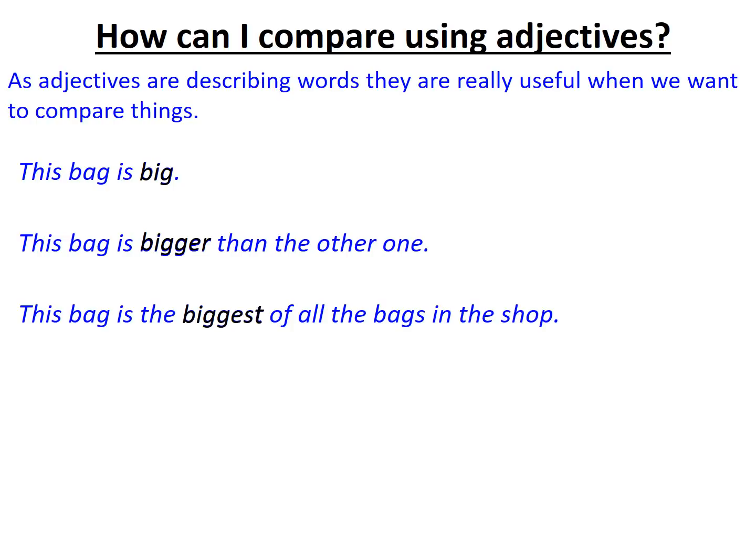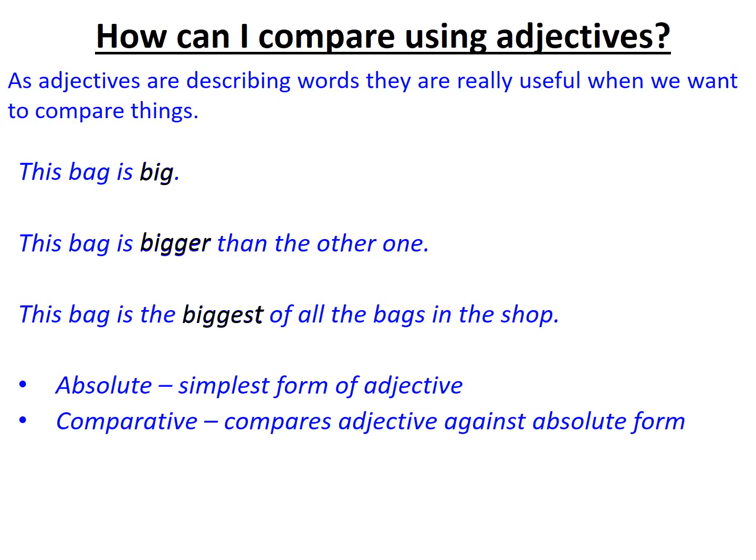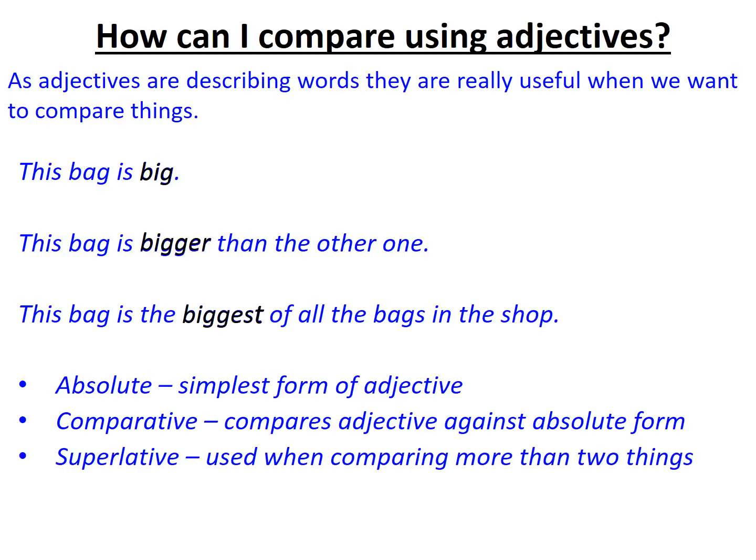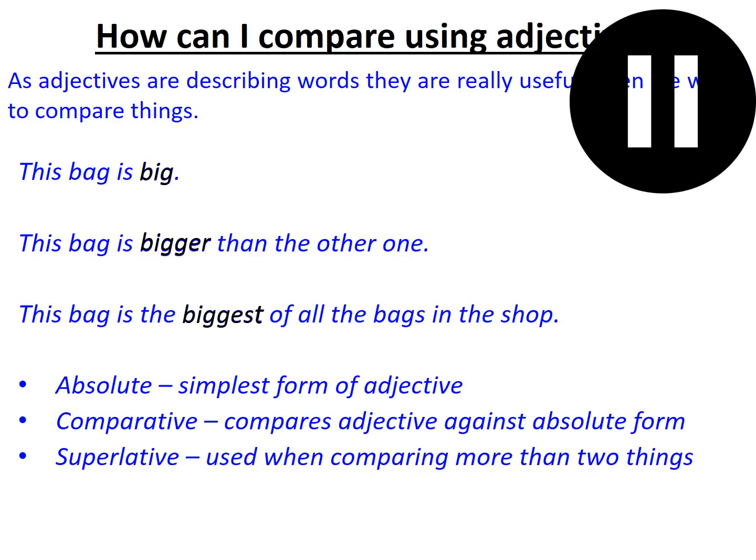So there's the absolute. It's the simplest form of adjective. Then we call the next comparative. It compares the adjective against the absolute form. So it's the next step along. And then we have the final, the superlative. And it's used when comparing more than two things, and it's normally used for the most extreme version of the adjective. So which of these three matches to each of these descriptions? Hit pause if you need thinking time.